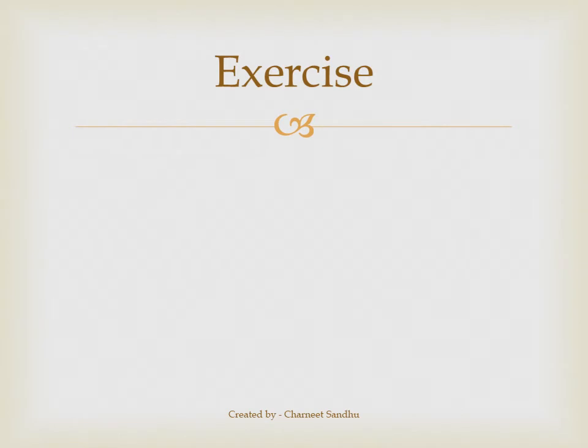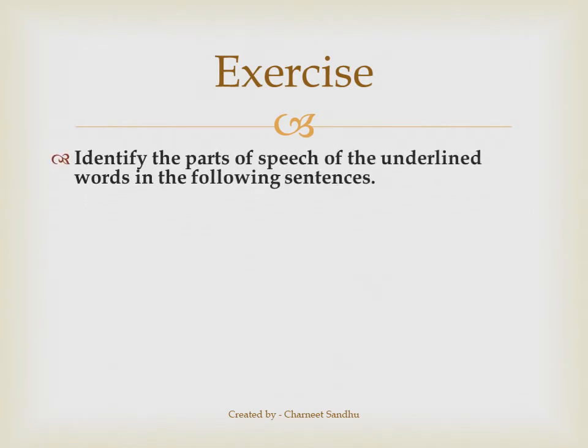Let us begin the exercise. You have to identify the parts of speech of the underlined words in the following sentences. The first one: She looked for the yellow dress. Now students, as soon as you look at the sentence and you see the underlined word, you have to start recalling the 8 parts of speech that we have learnt. And you have to eliminate the ones that this word does not fall into. So we know that this word is not a noun because it does not name anything.